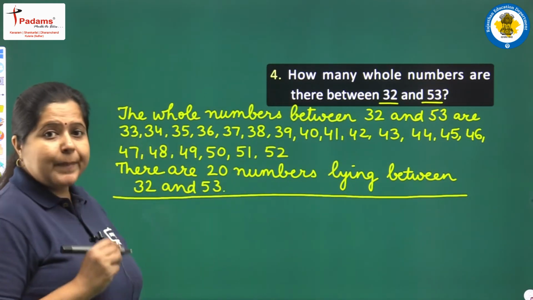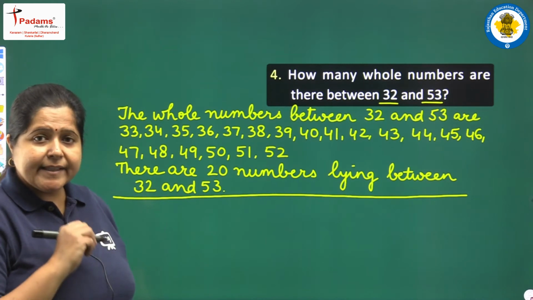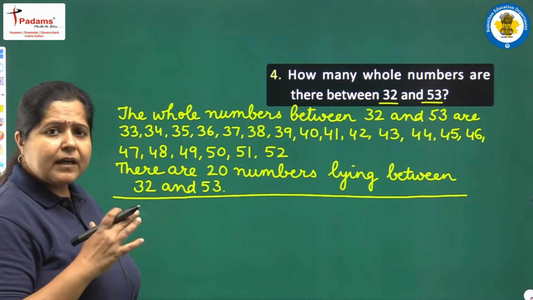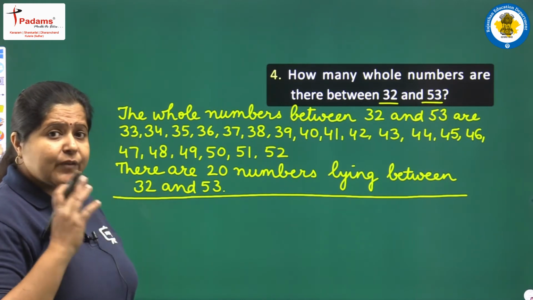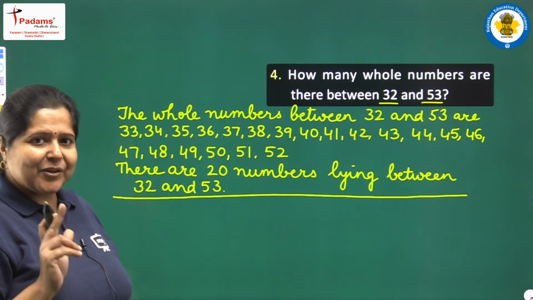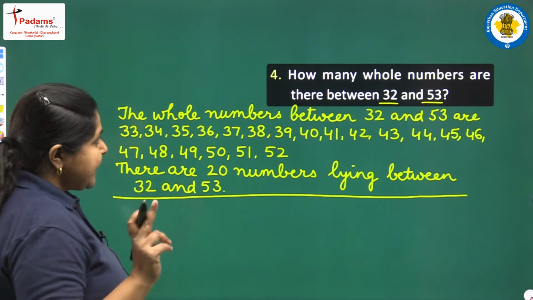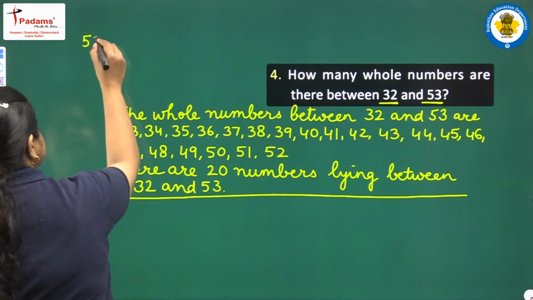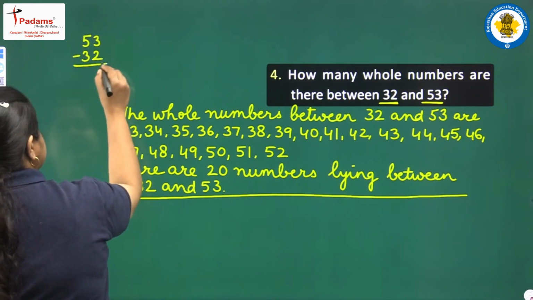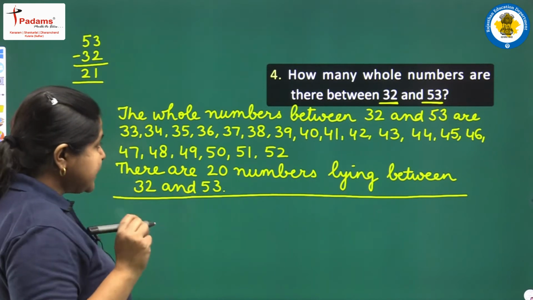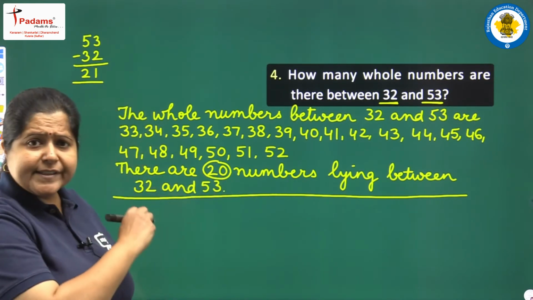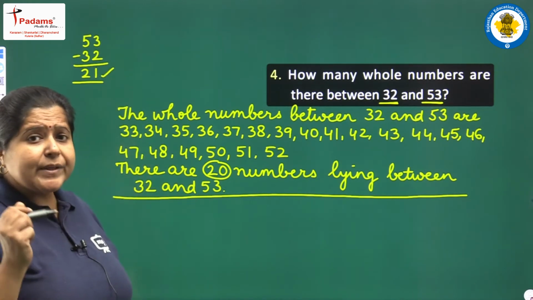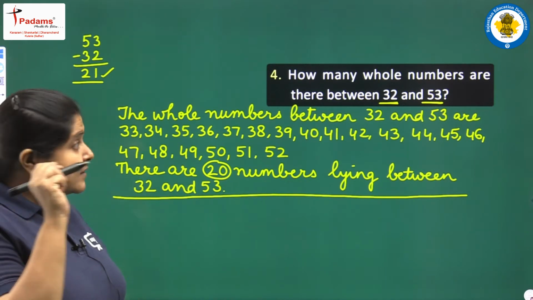Now, this is the solution, but this is a very lengthy method. In this, we are writing the numbers first lying between the given two numbers and then we are counting them. This is very lengthy. There is one more method which is a shorter one and an accurate one. What is it? We can subtract 32 from 53. Let us subtract 53 minus 32. It will be 21. But the numbers are 20. We just now counted. Then which number is this extra one? 21st number. Which is it? It is the 53rd number, this one.